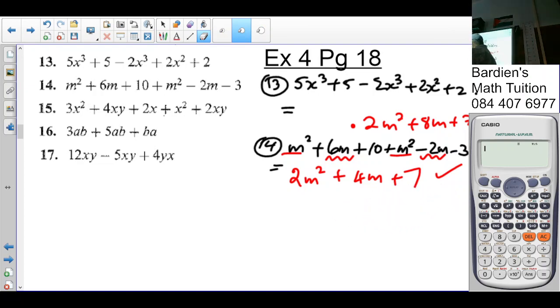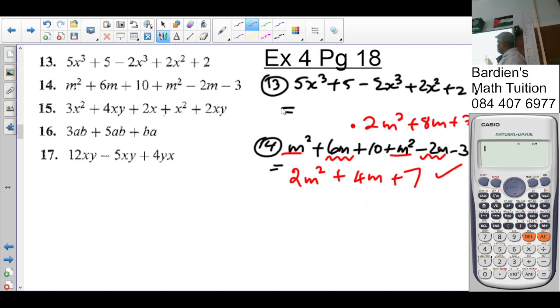Then this one here, you got 10 and a minus 3. So remember, m squared plus m squared is 2m squared. That's fine. 6m, what is the sign on this 2m? Negative. So it's actually 6m minus 2m. Combine. So it's going to be 4. Okay? And the constant wasn't the issue this time.